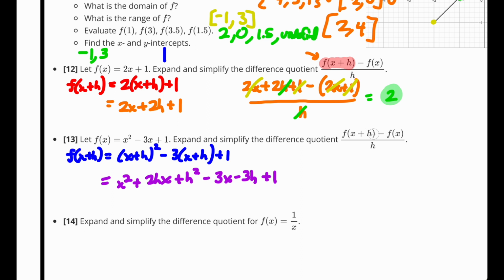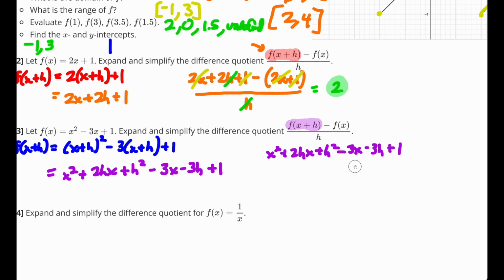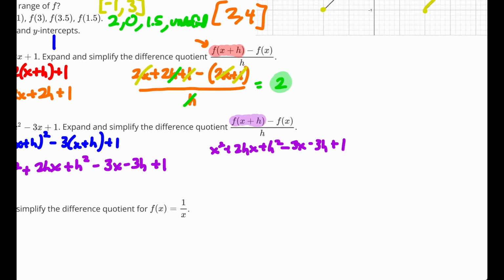Okay, what we just figured out was basically this part right here. So I'm going to write that in the formula, x squared plus 2xh plus h squared minus 3x minus 3h plus 1. Then you're going to subtract the original equation. So x squared minus 3x plus 1. We're going to divide all of this by h.